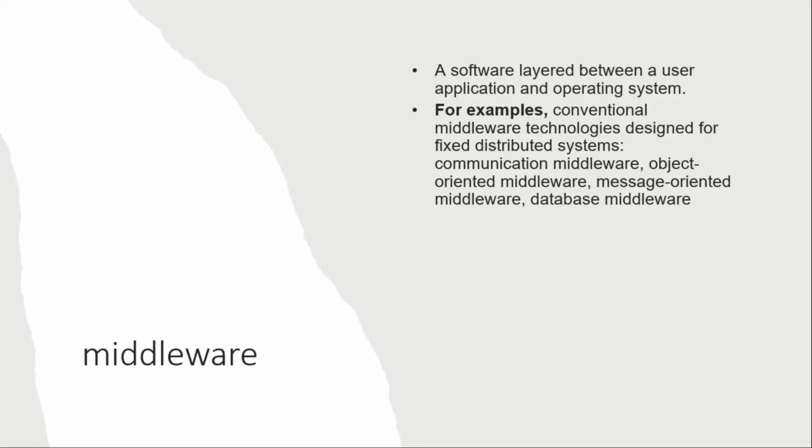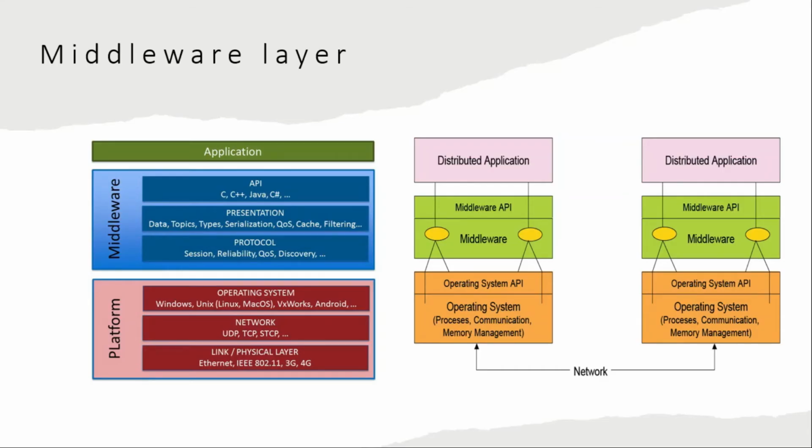Next, we move to the middleware. What is middleware? Middleware is a software layered between a user application and operating system. For example, conventional middleware technologies designed for a fixed distributed system, such as communication middleware, object-oriented middleware, message-oriented middleware, and database middleware. So this is the middleware layer. We can see there are distribution layer, middleware API, and operating system API. In middleware API, we have C, C++, Java, and C#.